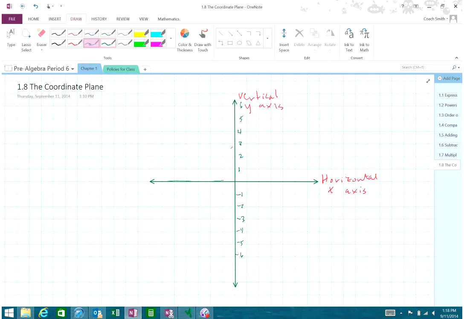Okay. Where the two lines intersect is called the origin. Where the vertical axis and the horizontal axis intersect each other is called the origin. Now, on the left side of the x-axis are the negative numbers. On the right side of the x-axis are your positive numbers.